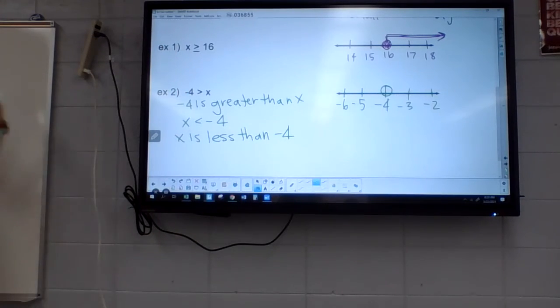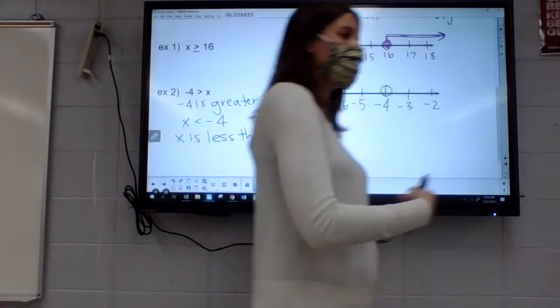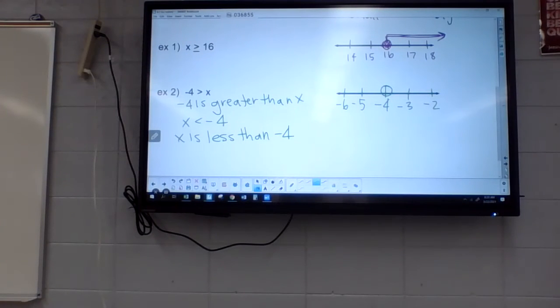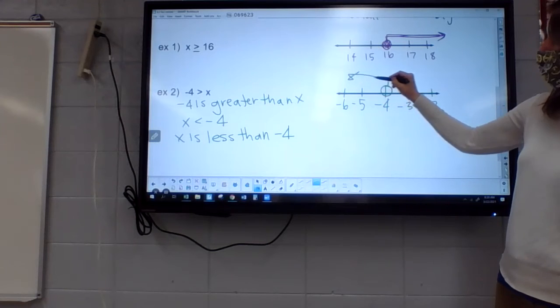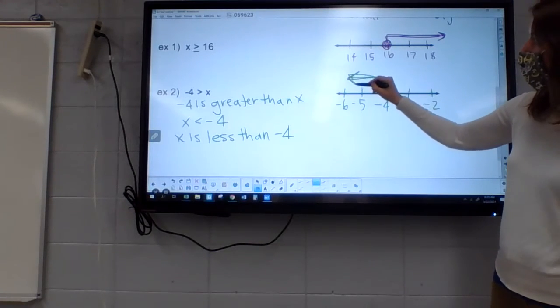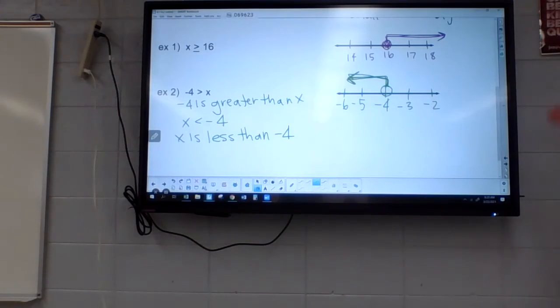So I have to think about it this way instead. What is x compared to -4? So it's less than, so I'm going to go smaller than -4. So smaller is this direction. So I'm going to go less, I went up. Yikes. So smaller, we're going to go that way.